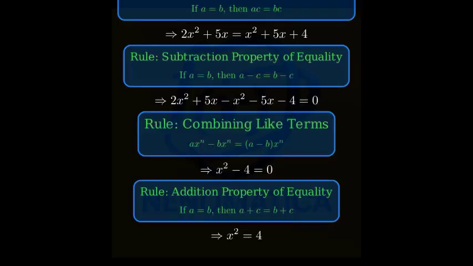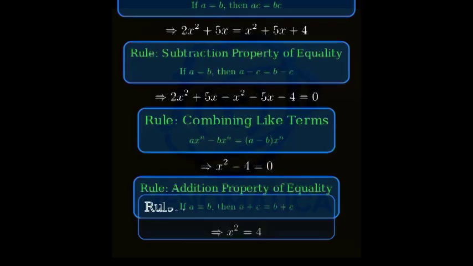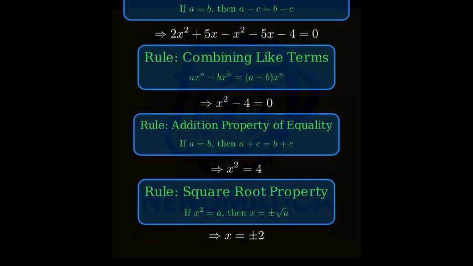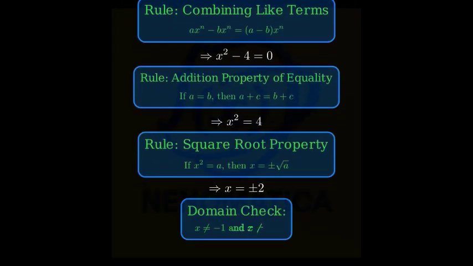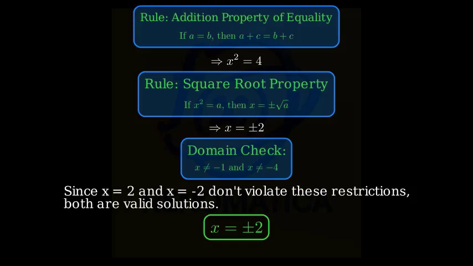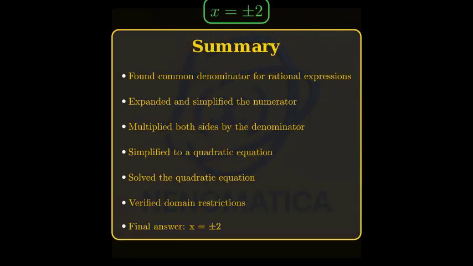To solve for x, we take the square root of both sides. Remember that when we take the square root, we get both the positive and negative values. Before we finalize our answer, we need to check if these values satisfy the domain restrictions of the original equation. The denominators in our original equation cannot be 0, so x cannot equal negative 1 or negative 4. Therefore, our final answer is x equals plus or minus 2. Let's summarize what we learned in this problem. We started with a rational equation and used common denominators to combine fractions.